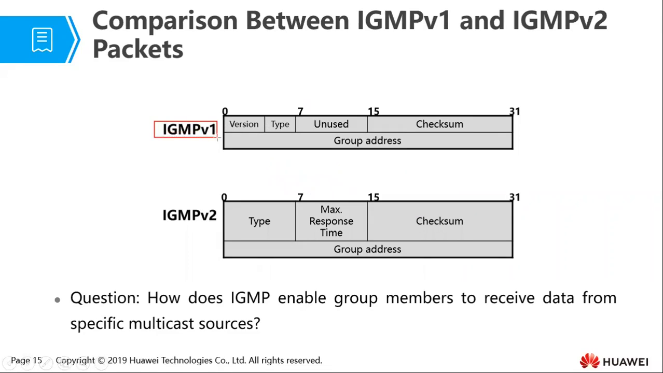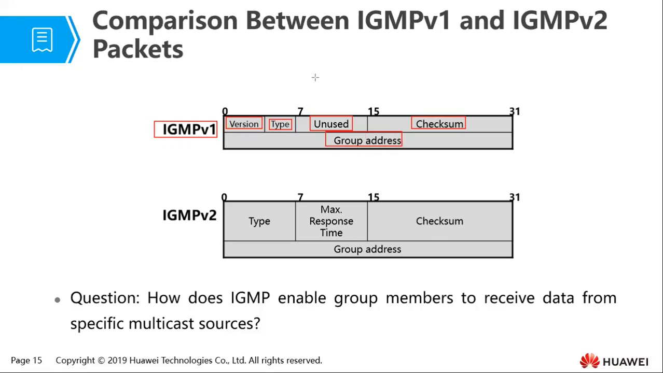IGMP version 1 has a number of fields. So the first one is the version, which will have the value 1. The second one is the type. The type field specifies the type of message. So is it a general query or is it a membership report message? So it will have a different value depending on that particular message. This one is reserved and is not being used at the moment. Checksum for integrity as usual. Then the group address.